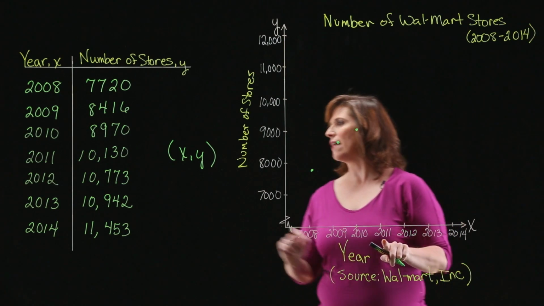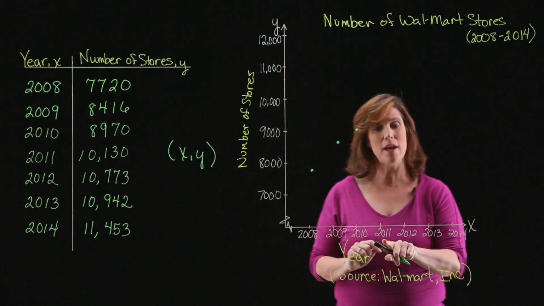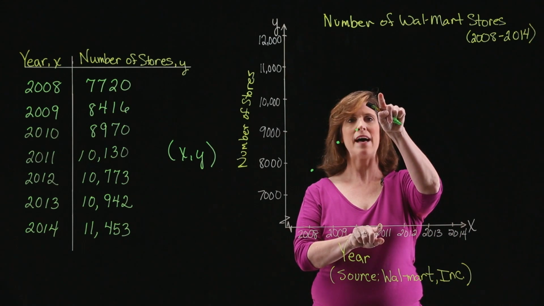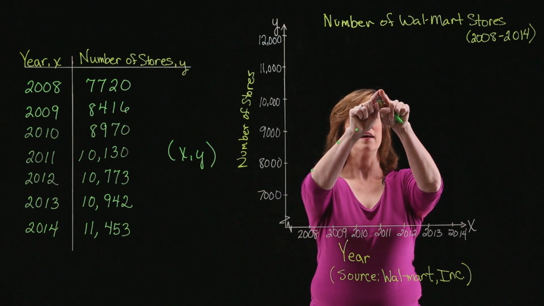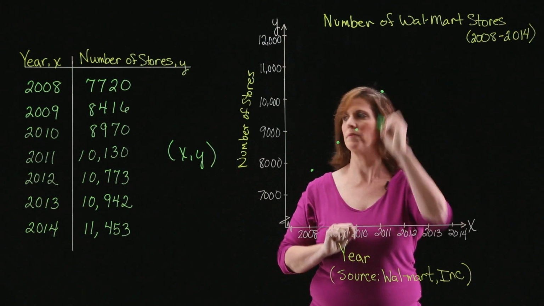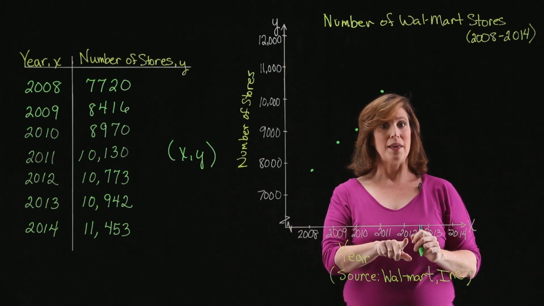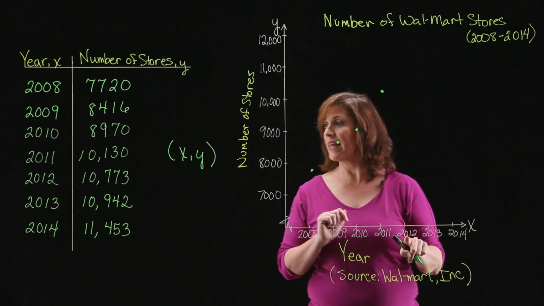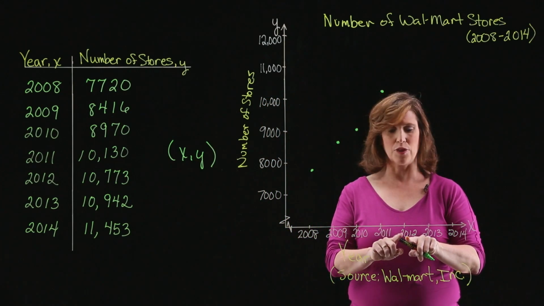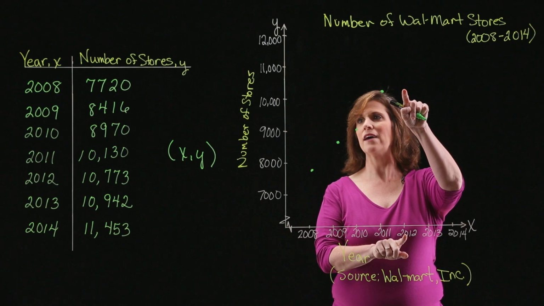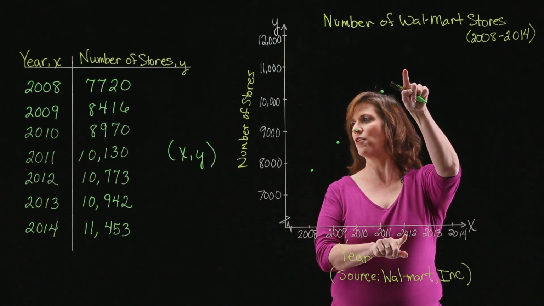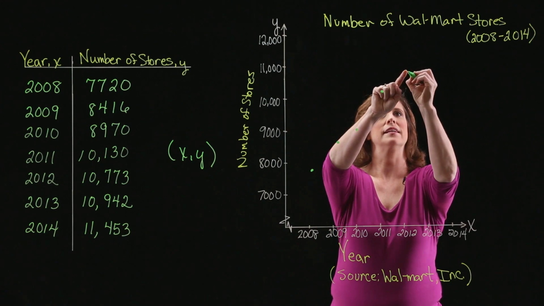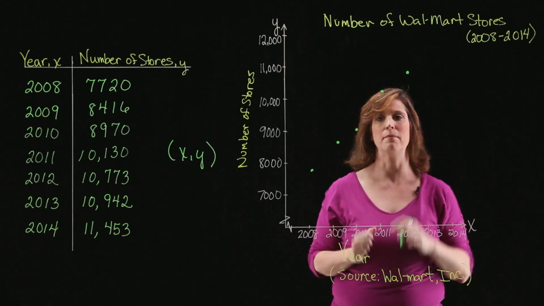For 2011, I'm at 10,130. So from 2011, I'll go the whole way up to 10,000 and a little bit higher than that. So that puts me right about here. 2012 is next. The data point is 10,773. So I go up to 10,000 and I need to go to 773. So that's more than halfway between 10,000 and 11,000. So that looks like it belongs right about there.